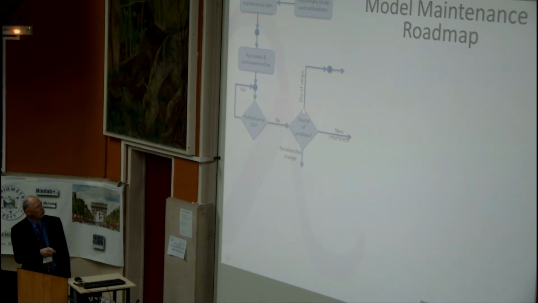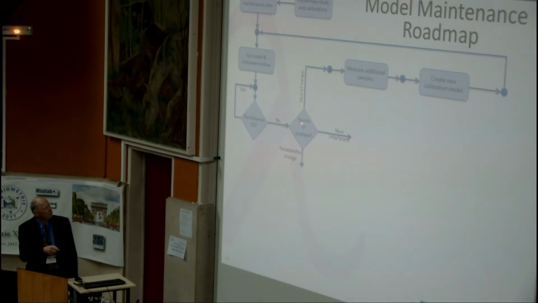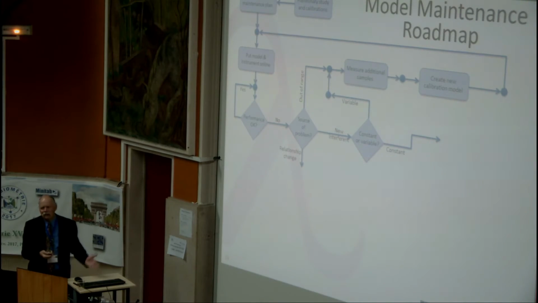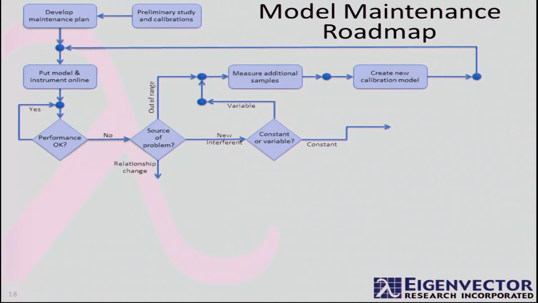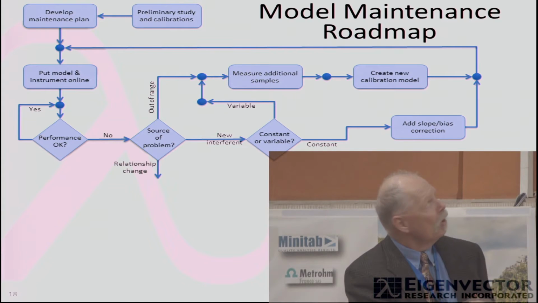Well, the first source could be, is it just out of range samples? And if that's the case, you measure additional samples, and then you develop that new model, and you put it back online and start again. Otherwise, if your source of the problem is a new interferent, first you have to ask, is it constant or variable? If it's variable, you really do need to add it to a calibration set and create a new model. If it's constant, you might get away with the slope and bias correction to just add that term into your modeling.